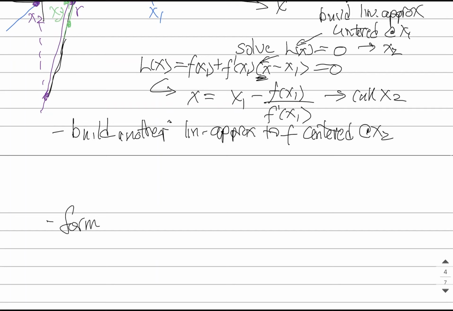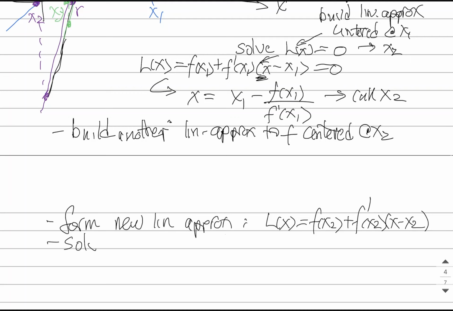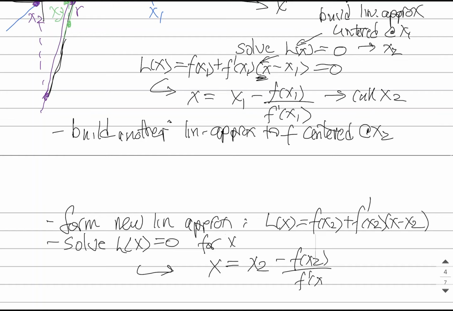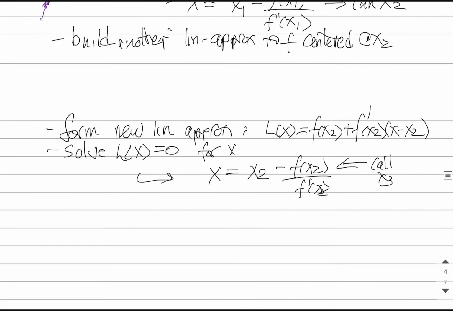So I will form a new linear approximation, and I'll say its L of x is f of x2 plus f prime of x2 times x minus x2. I would solve L of x equals 0 for x. So I would take this equation and solve it, and I would get, once again, x is x2 minus f of x2 over f prime of x2. And then I would call this x3. And then I would just repeat the process.